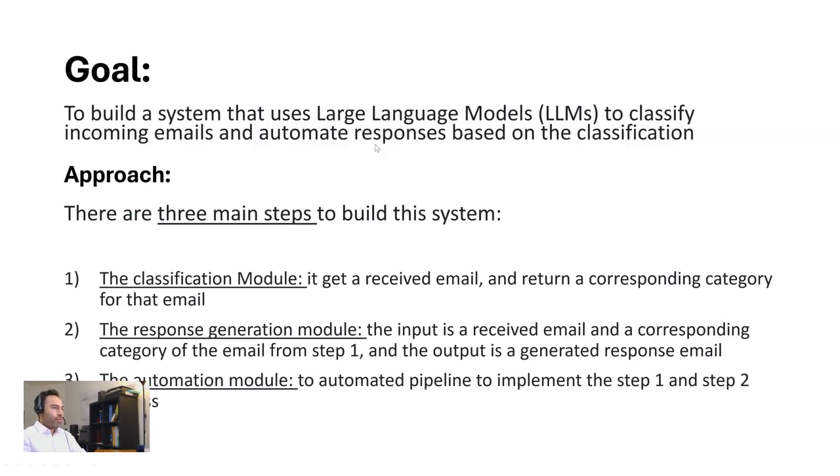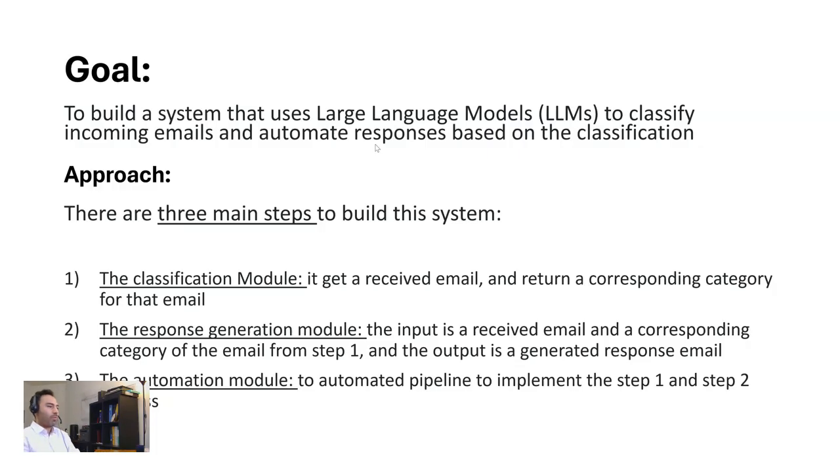So the approach to the project is that there are three main steps to build the system. The first step is the classification module. This classification module is a function that receives the incoming email and returns the corresponding category of that email. Category of the email means the class of the email, or the classification. When the classification is done on the email, it returns the label for the email.